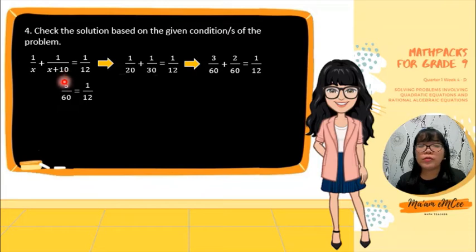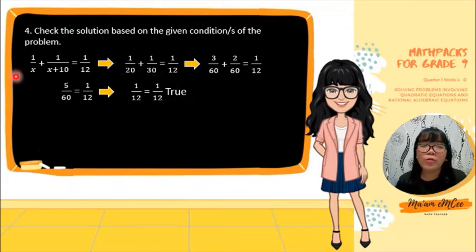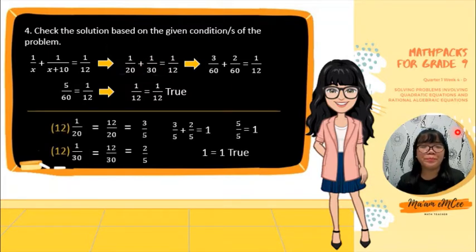So, we need to think of a number which can divide both 5 and 60. So, what is the greatest number that can divide 5 and 60? The answer is 5. So, when you divide 5 by 5, that is equal to 1. Divide 60 by 5, that is equal to 12. So 1 over 12 is equal to 1 over 12. That is a true statement. Therefore, our answers, which are 20 and 30, are indeed the solutions for our problem.